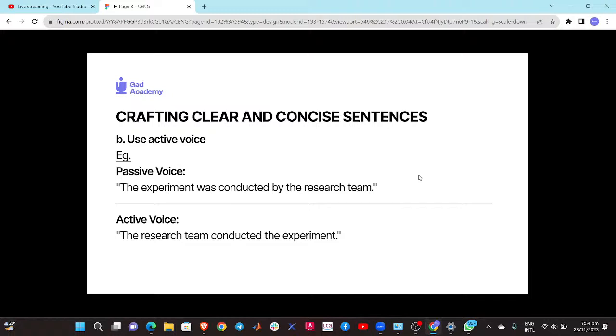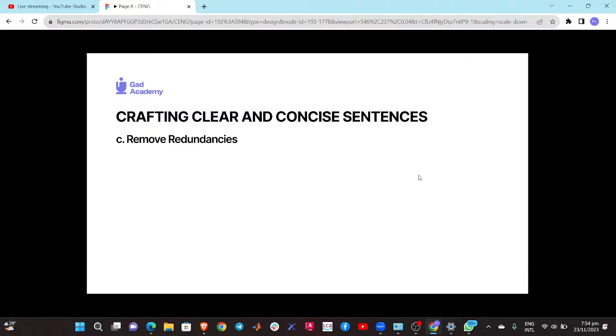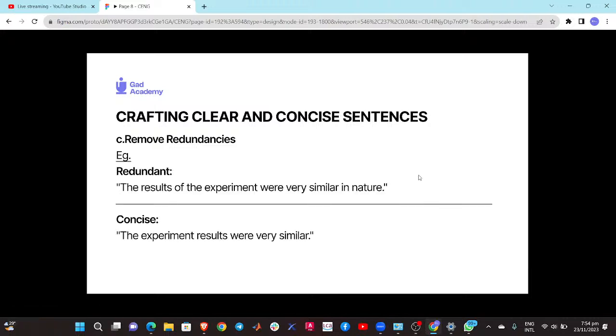That way, whoever you are communicating to can actually get the concept clearly and will be able to follow along as well. Remove redundancies. If your sentence is going to be clear and rid of errors, you need to take away all repetitions, anything that's not relevant. So you see, the results of the experiment were very similar in nature. And then look at the concise form: the experiment results were very similar. In that case, they just removed the results of the experiment, and kept: the experiment results were very similar.